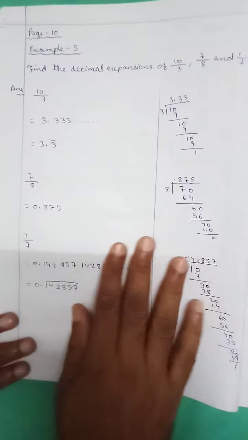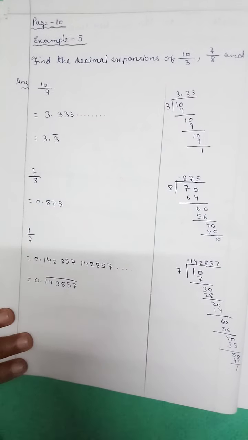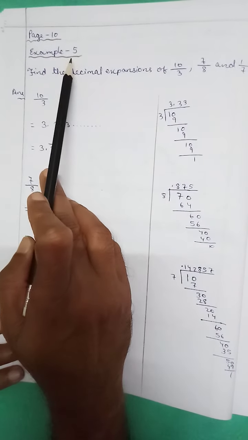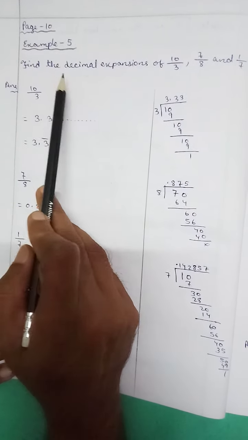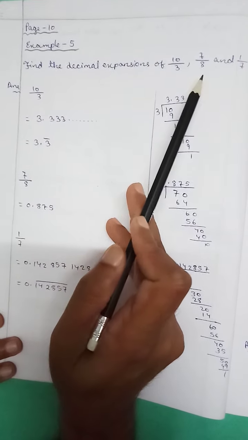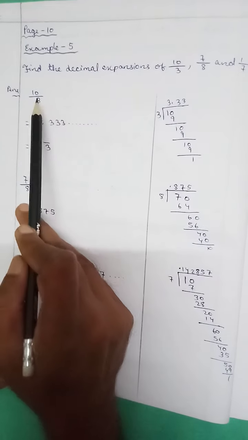Now one example I'll teach you today. Example 5, page number 10. Please open and check page number 10. Find the decimal expansion of 10 by 3, 7 by 8, 1 by 7. First one, 10 by 3.